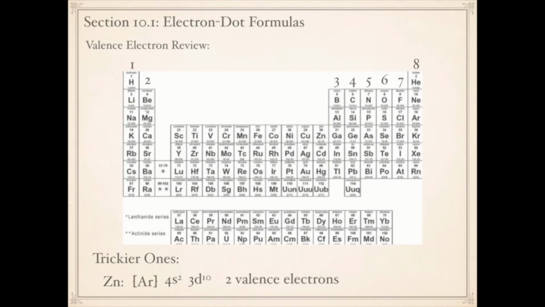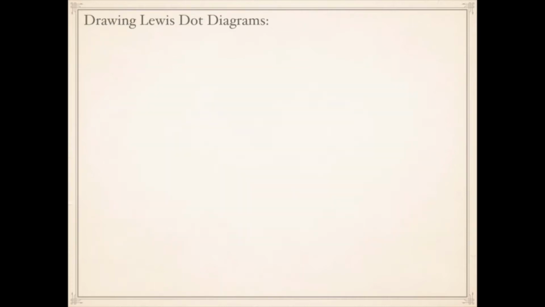So those are the trickier ones. It's still not that tricky, it's just that you can't count using the periodic table. So zinc has 2 valence electrons. So you're going to complete the rest of the problems that I gave you, and then we're going to move on. So you're going to learn in this video how to create Lewis dot diagrams.